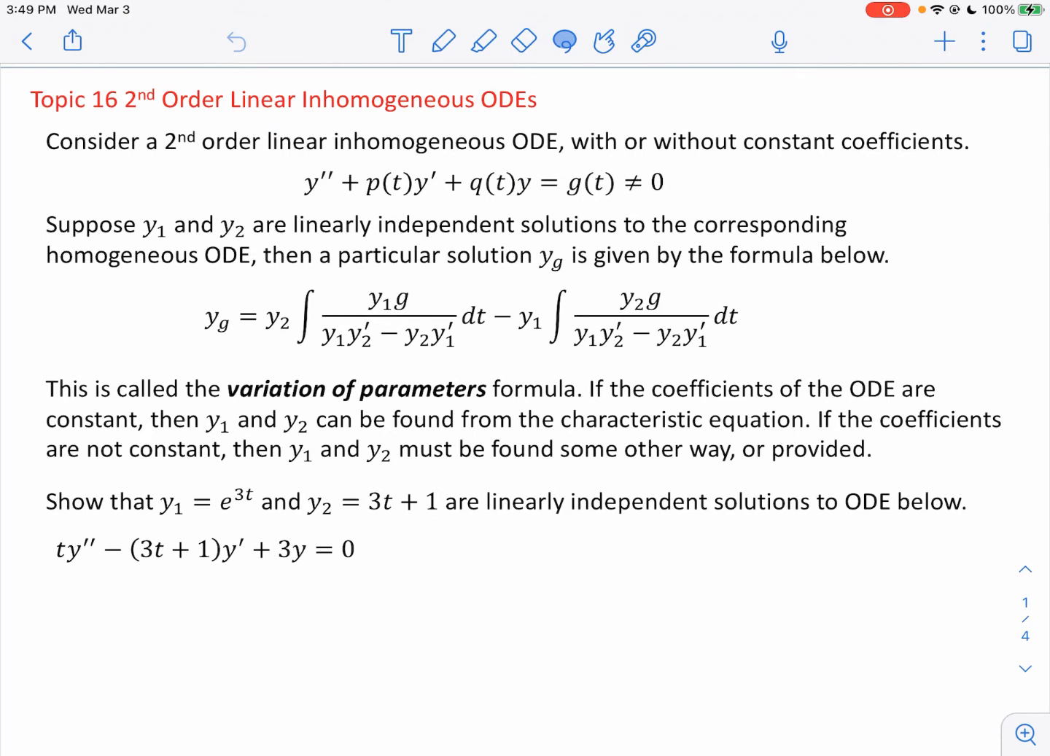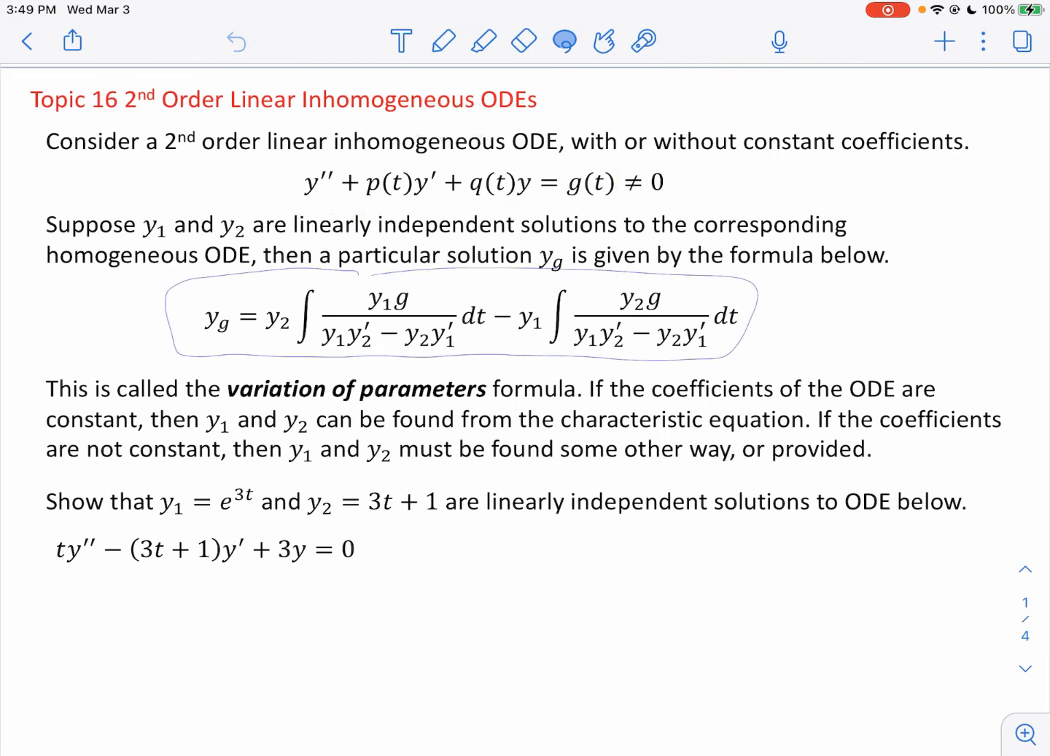Now suppose that y1 and y2 are linearly independent solutions to the corresponding homogeneous ODE. So imagine that we have a 0 here instead of a non-zero expression. And if we have two linearly independent solutions to this differential equation when this is a 0 on the other side, then we can use them to construct a particular solution to this inhomogeneous ODE. And we can do so by using the following formula.